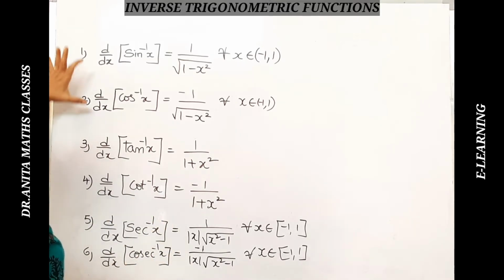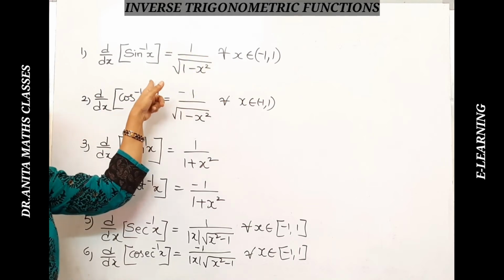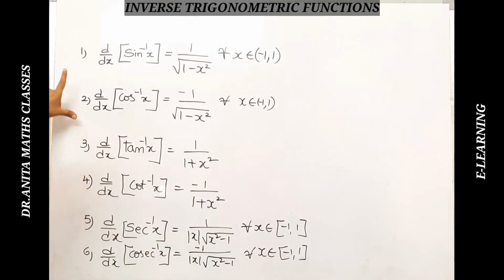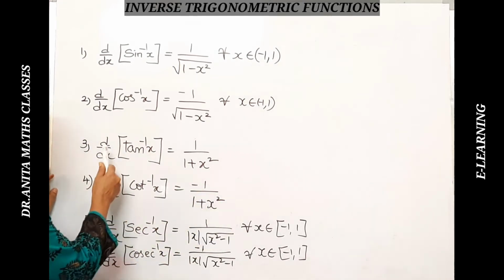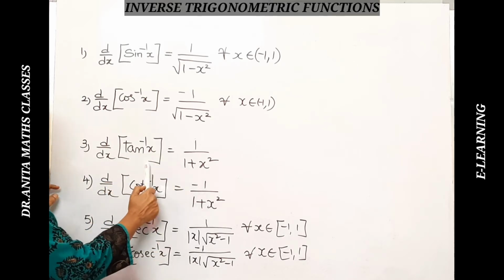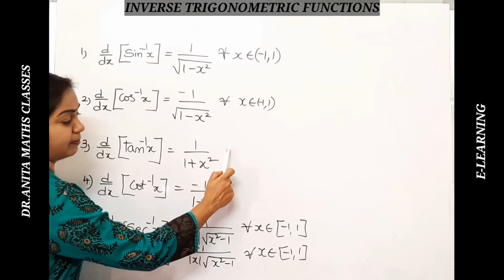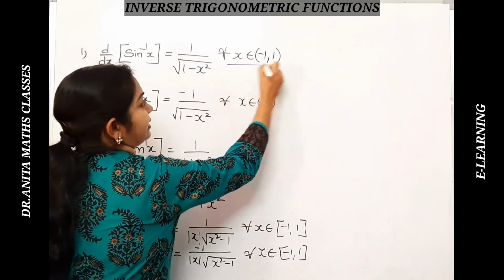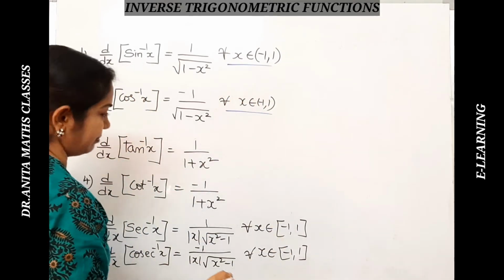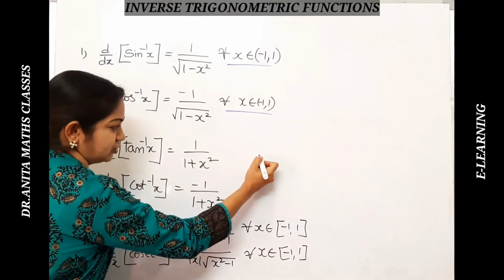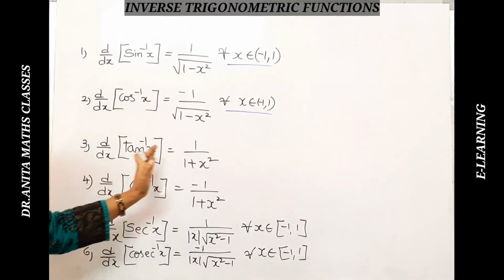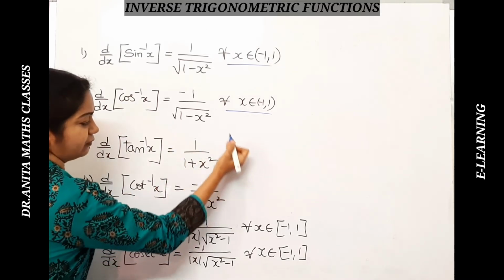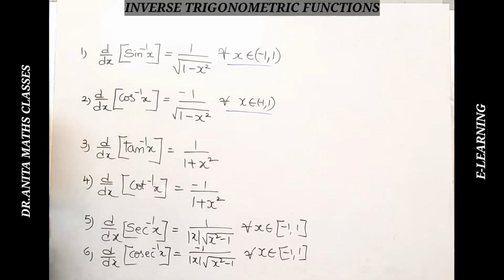The same chain rule that we applied for sine inverse will be applied for the derivation part. Now the third one, the differentiation of tan inverse x, is 1 upon 1 plus x square, but we don't have a domain restriction here. For sine inverse and cos inverse x lies in its domain, but for tan inverse x we do not have a domain restriction as it is the entire real line. And the derivative of cot inverse x is minus 1 upon 1 plus x square.